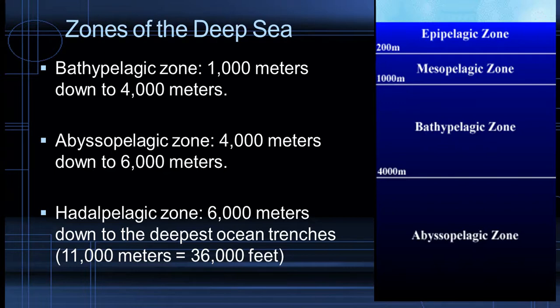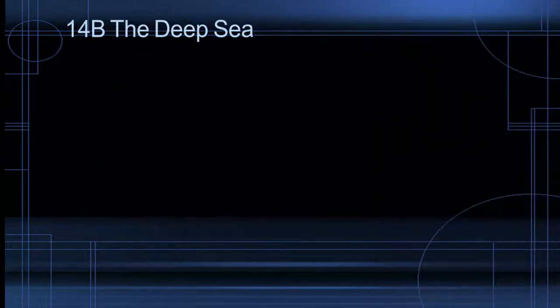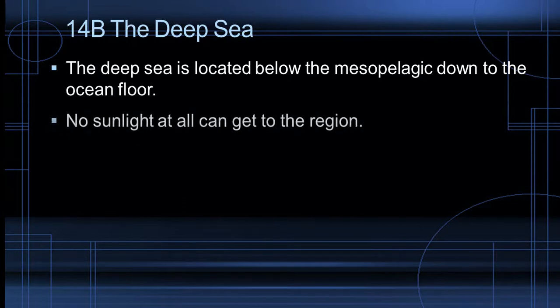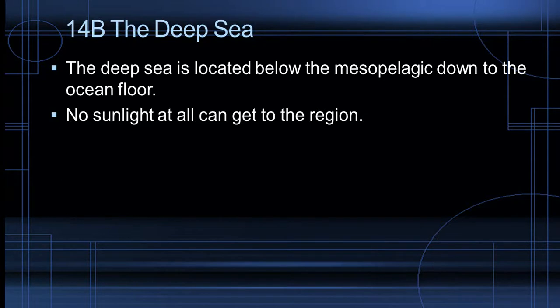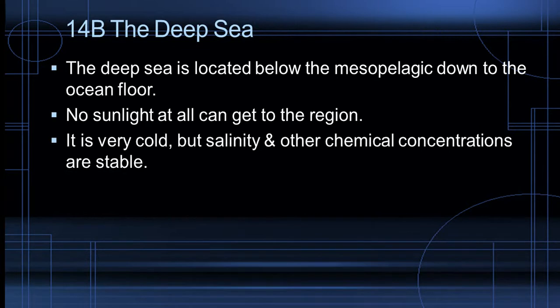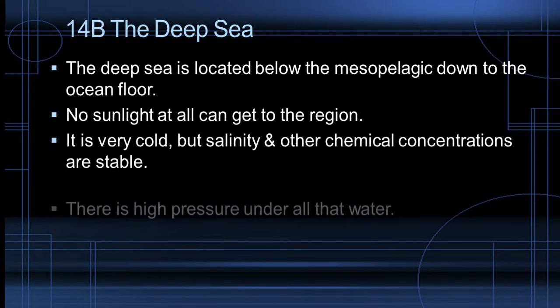Okay, so these are our zones. The deep sea is located below the mesopelagic down to the ocean floor. That's all called the deeps, but they're divided into those 3 regions. No sunlight at all can get to this area. It's very, very cold, but salinity and other chemical concentrations tend to be stable down here.